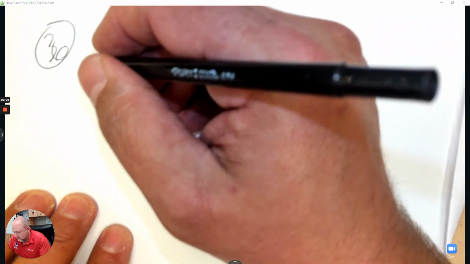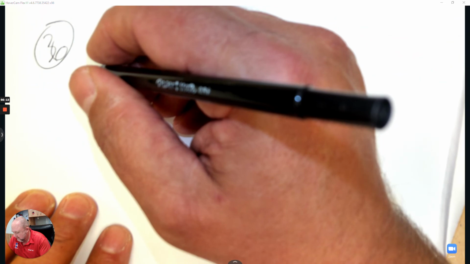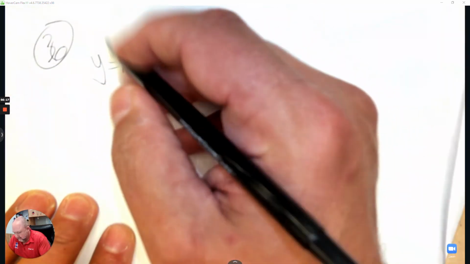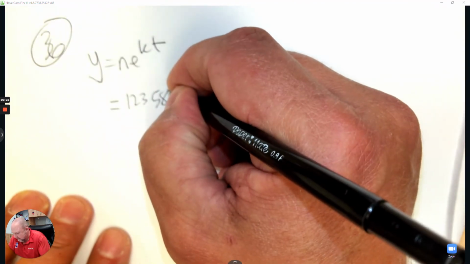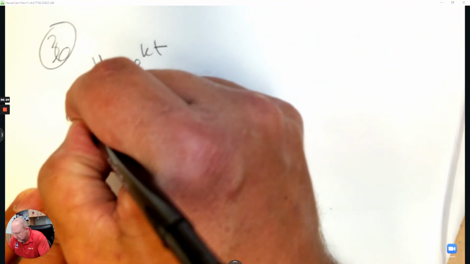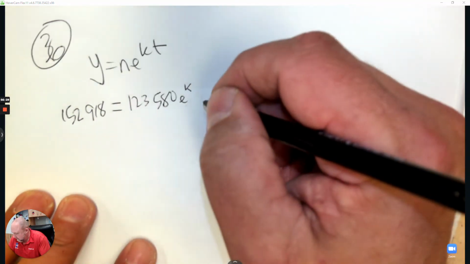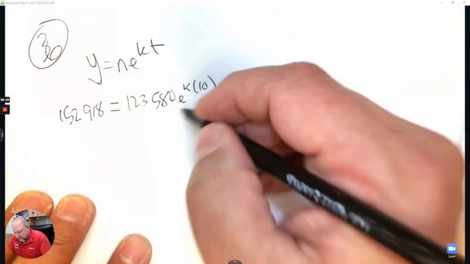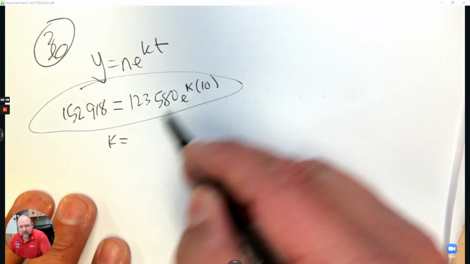In 1990, the population of a city was 123,000 and some. In 2000, the city was bigger than that. This is what it's following. And so we started with 123,580. We got to 152,918. And that took 10 years, from 1990 to 2000. So step 1, use your calculator and solve this equation and find the growth rate.